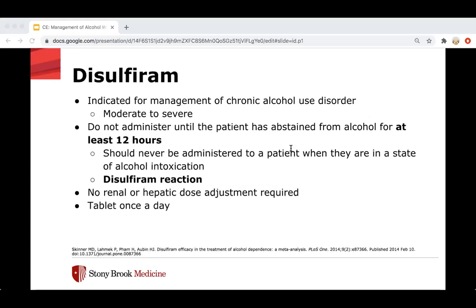The next one I have is disulfiram. So this is a thiuram derivative, which blocks the oxidation of alcohol at the acetaldehyde step. So it's indicated for the management of chronic alcohol use disorder, but it cannot be administered until the patient has been abstained from alcohol for at least 12 hours and should never be given when they are in a state of alcohol intoxication. And this is because of the disulfiram reaction.